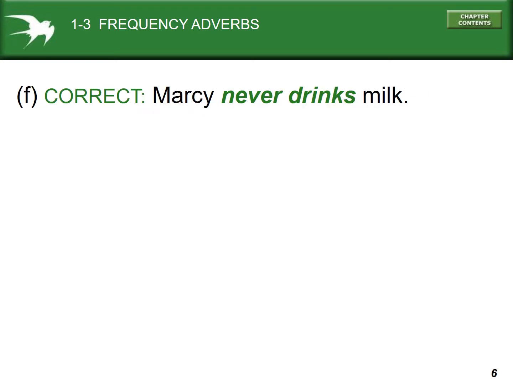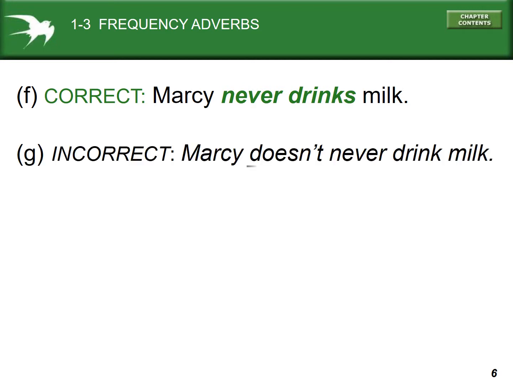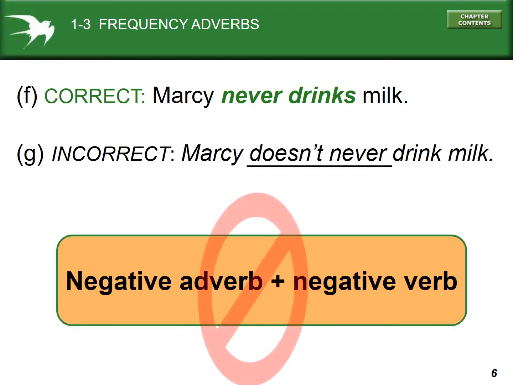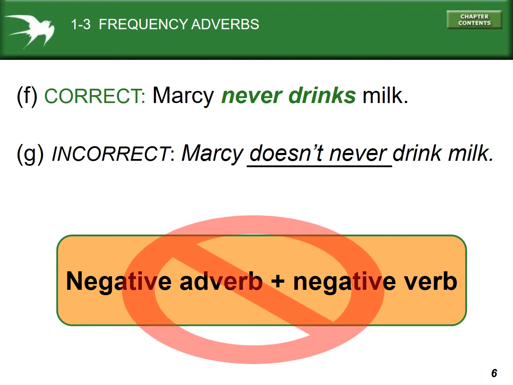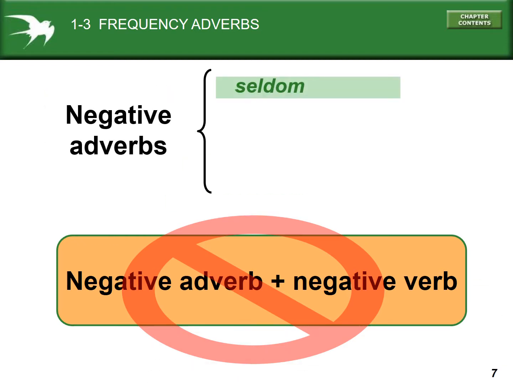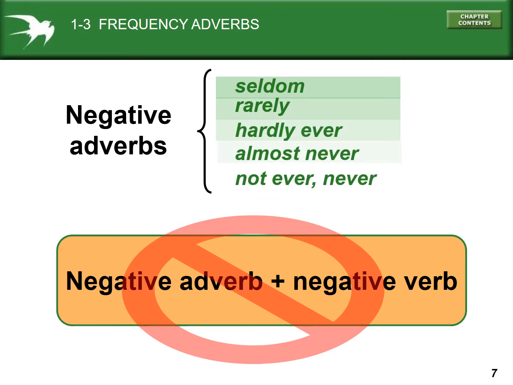Now, this is correct. Marcy never drinks milk. But in English, it is not possible to do a double negative to mean something negative, like it is in some other languages. So we can't say Marcy doesn't never drink milk. We could say, however, Marcy doesn't ever drink milk. We don't do a double negative in English. It's important to remember that because it is used in some other languages. So again, the negative adverbs don't go with negative verbs.